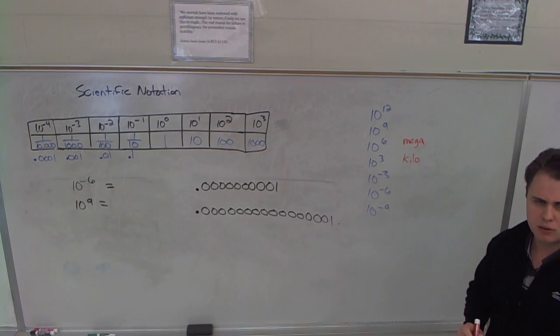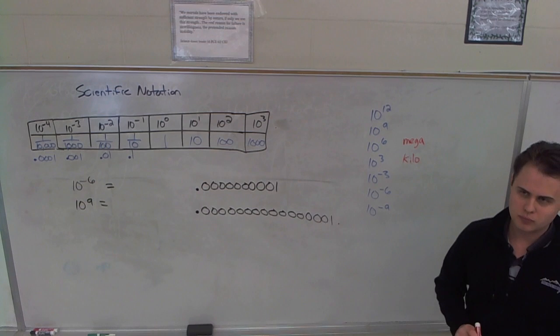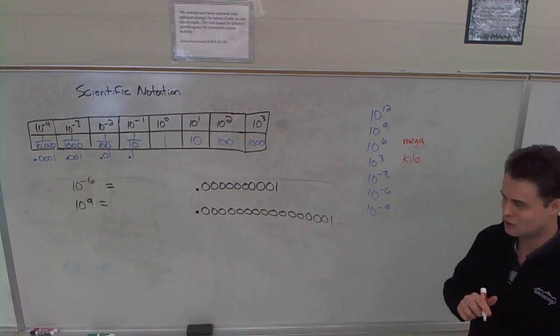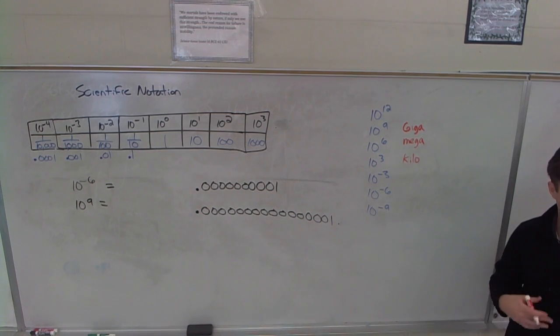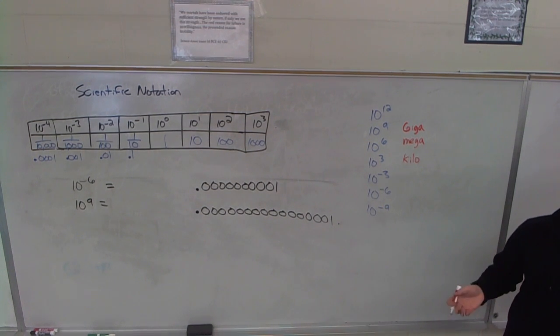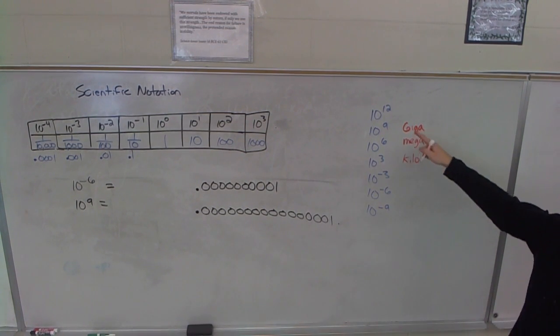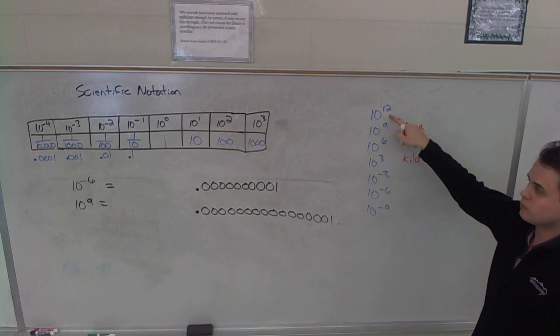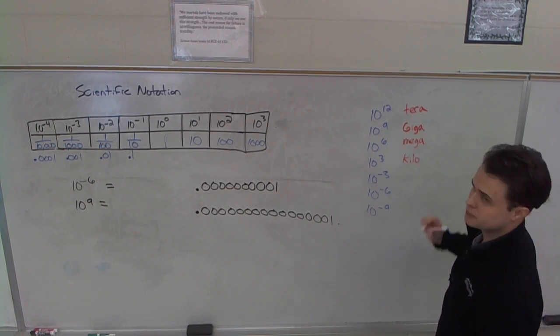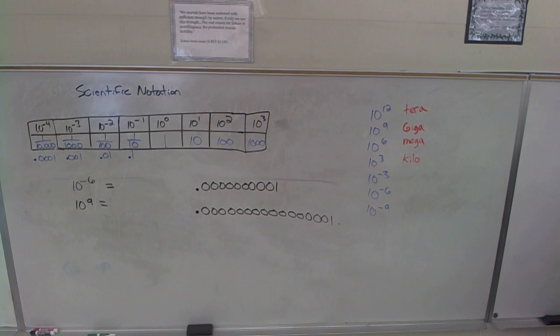So 10 to the 9th. Anybody know the next biggest size? Think about files that you've seen. It's gigabytes of information. But it doesn't just apply to computers, right? That's just one thing. It could be gigatons or gigameters. That'd be really long, right? Billion meters long. 10 to the 12th, anybody know that? This is what size a lot of hard drives are right now. It's tera. Yep, okay.